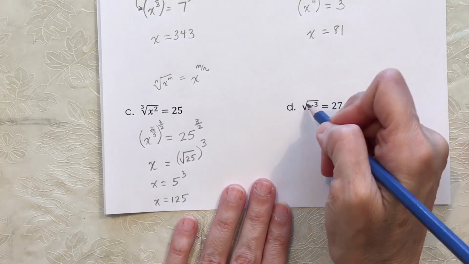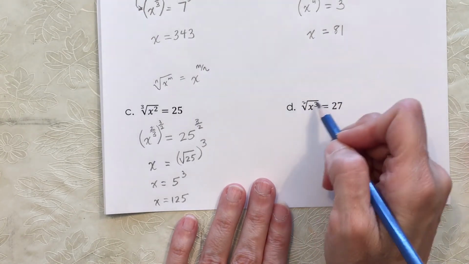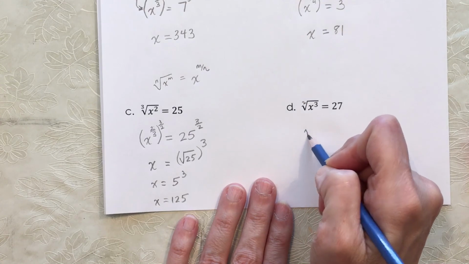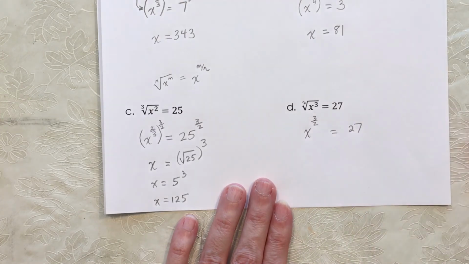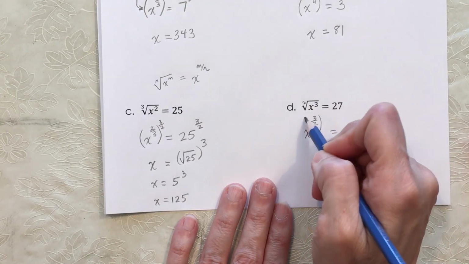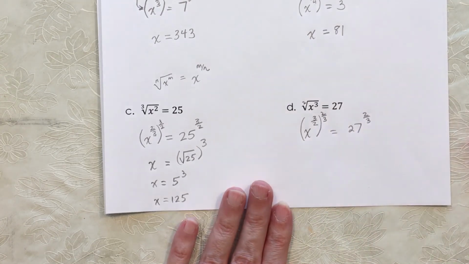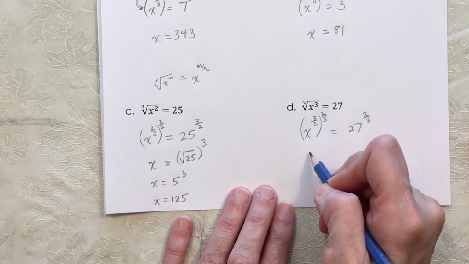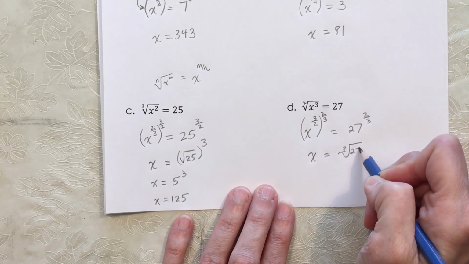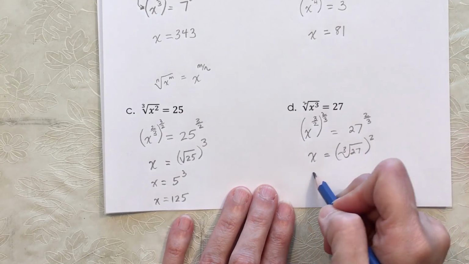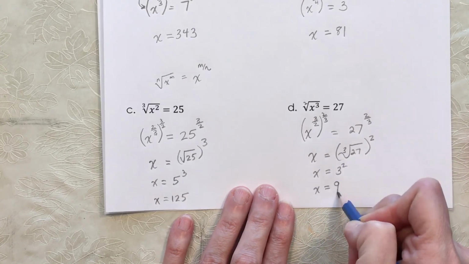All right, so this one, there's no little number in there, so we know that means it's a 2. So I can rewrite this, because it means square root if there's no little number in there, with a rational exponent as x to the 3 over 2 equals 27. But to get x by itself, I'm going to put the left side to the power of 2/3, so I need to put the right side to the power of 2/3. So that's going to give me x equals the third root of 27 squared. The third root of 27 is 3, and 3 squared is 9.